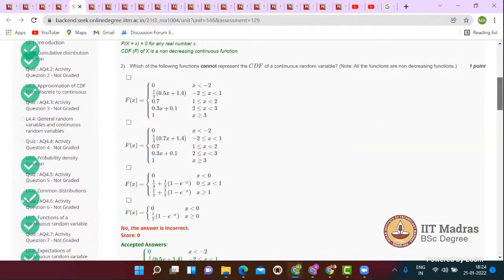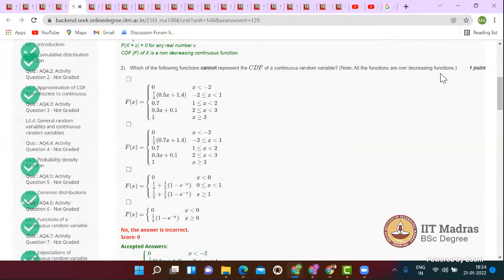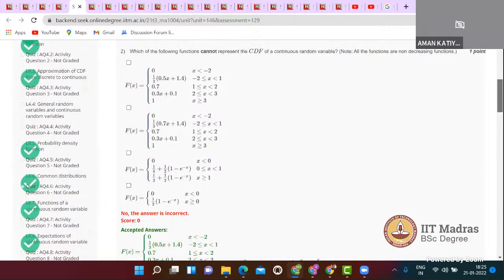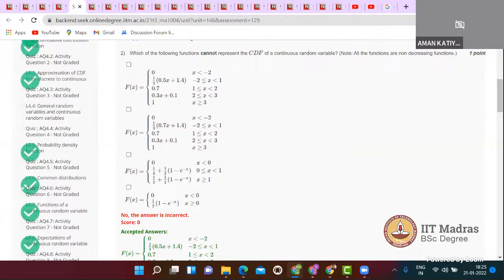Sir, I have a doubt in question number 2. Okay, I'll go to the lecture also. The second question: which of the following can't represent CDF? What's the problem in this? Sir, my doubt is that the second option is not correct, because if we choose 0, since -2 to 1 is the second option, 1/3 bracket 0.7x plus 1.4.